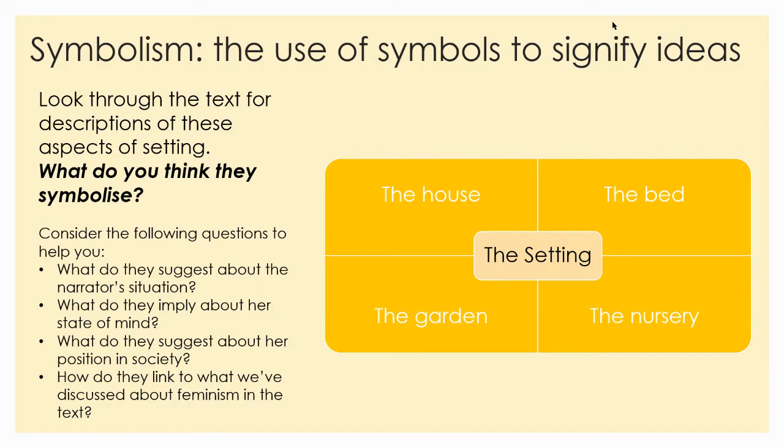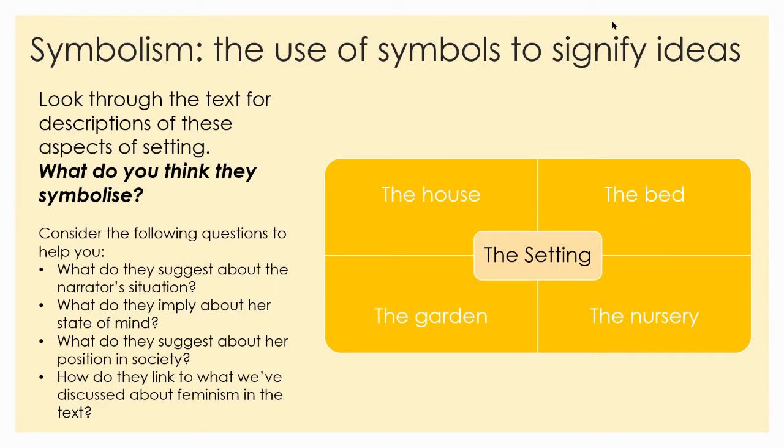So what I'm going to ask you to do is pause me shortly. You'll be pleased to know again. And I want you to look through the text, the descriptions of these 4 aspects of setting. We're going to look at setting as symbol, specifically the house, the bed, the garden, and the nursery. And I want you to think about what you consider Charlotte Perkins Gilman to be symbolising through her descriptions of these 4 aspects.